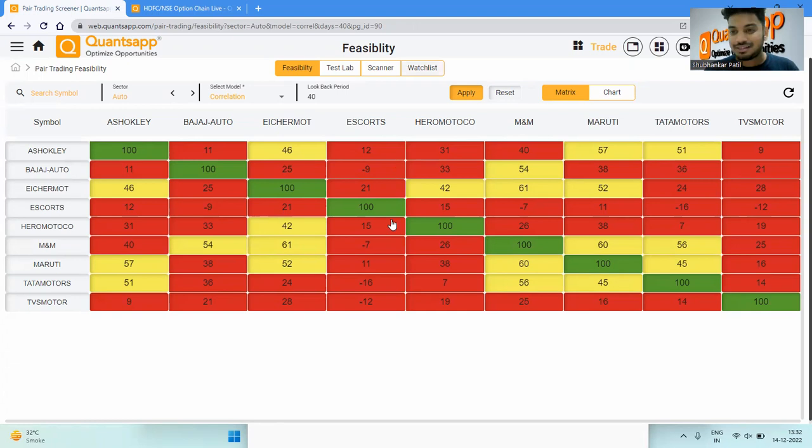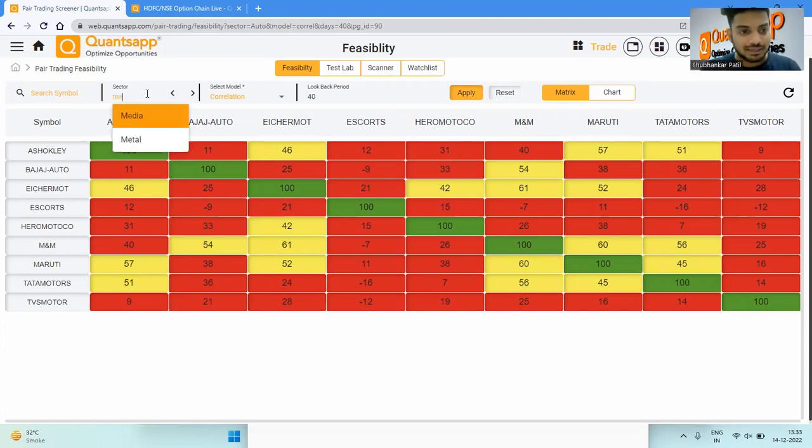Escorts and Tata Motors is something you will not create a pair trade in, at least now. The reason being, just look at this, these pairs are negatively correlated, they are moving in the opposite direction, so you don't want to trade it. Anything above 70 is something you will target, because those stocks are moving the majority of the time in the same direction. The more the correlation, the better it is.